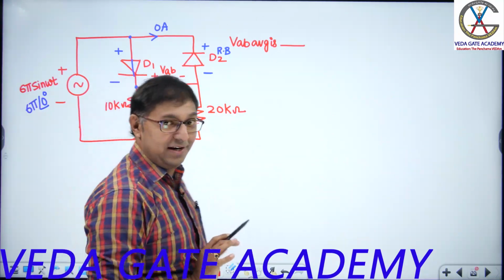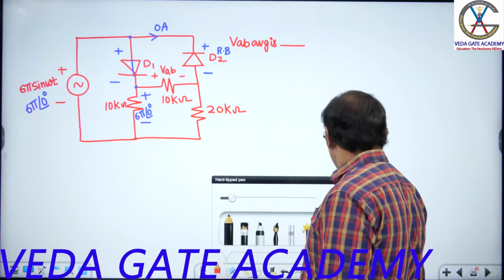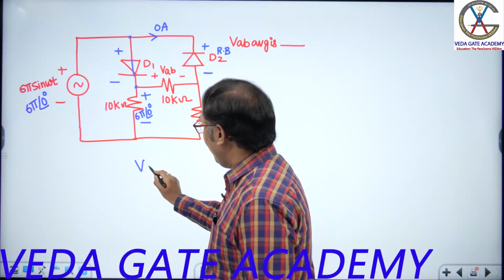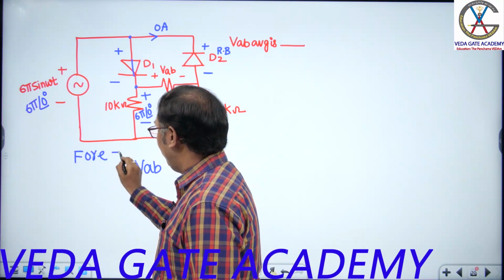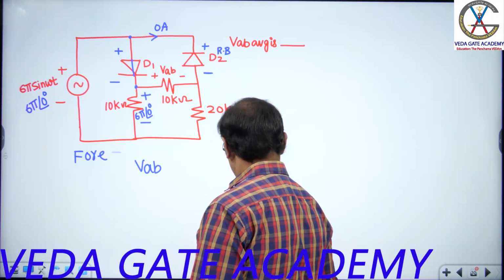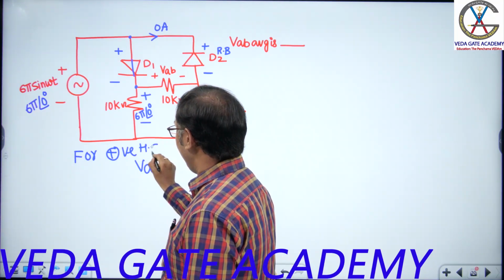Okay, fine. Right. Zoom. What is VAB? Blue color pen. VAB equals, for what? For positive half cycle, sir.